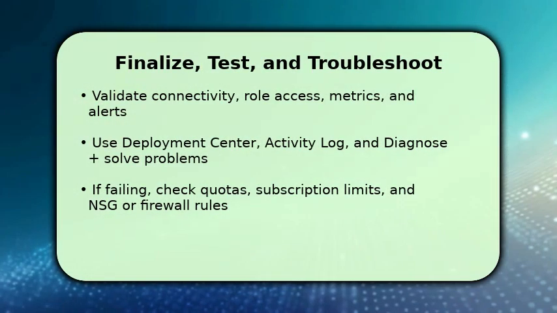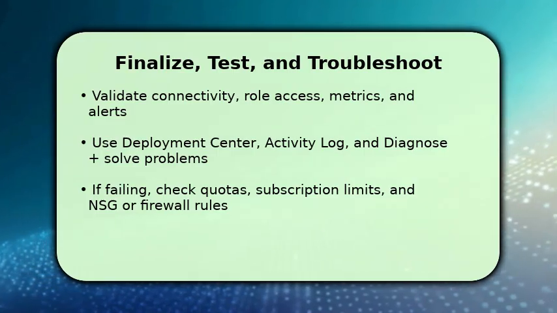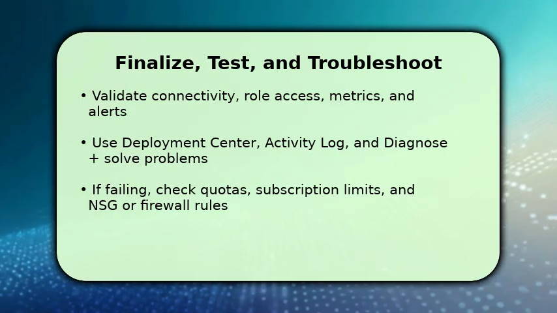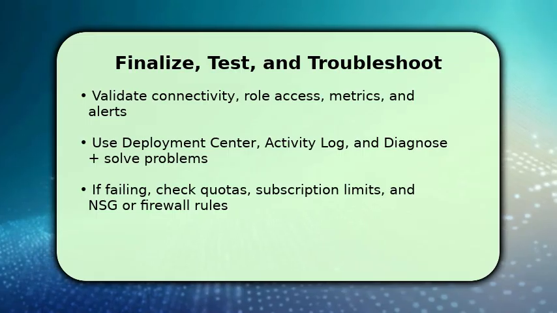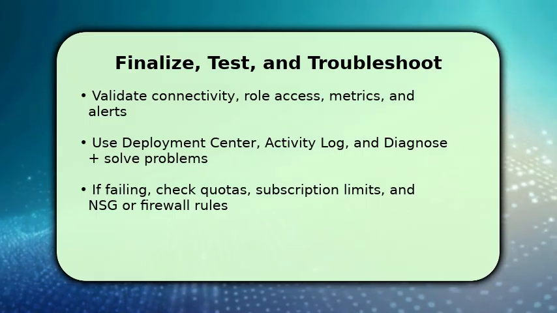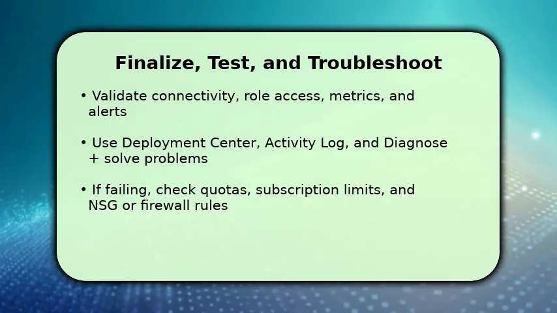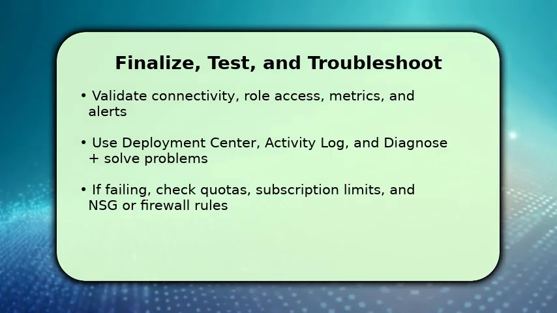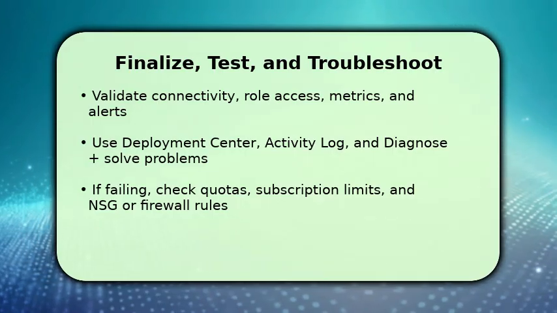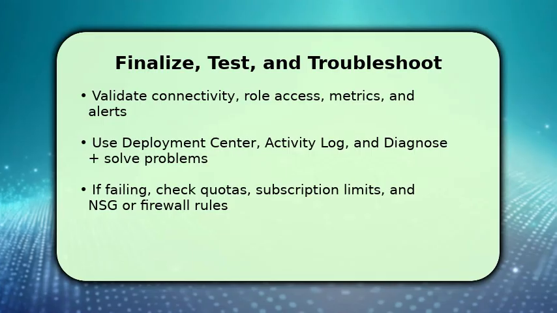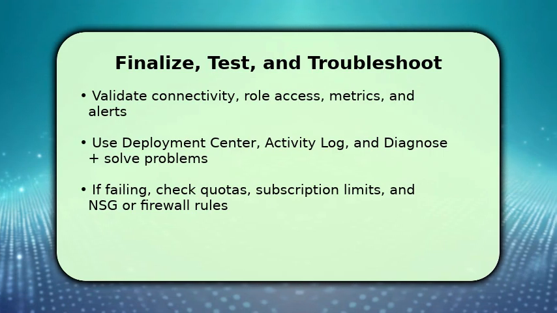You finish by validating the resource, test connectivity, confirm role-based access control, and check metrics and alerts in the monitoring blade. Once done, deploy code or connect clients and use the deployment center and activity log to confirm operations. If something fails, investigate quota limits, subscription policies, and network security group or firewall rules. For intermittent issues, restart the service and check the Diagnose and Solve Problems tool. Make sure to document any changes so you can roll back if needed.